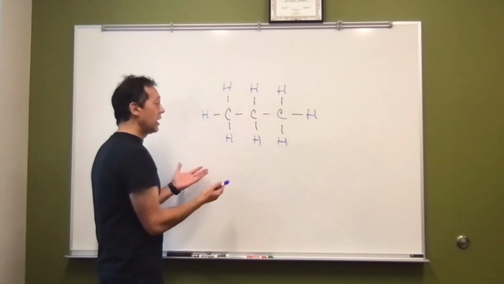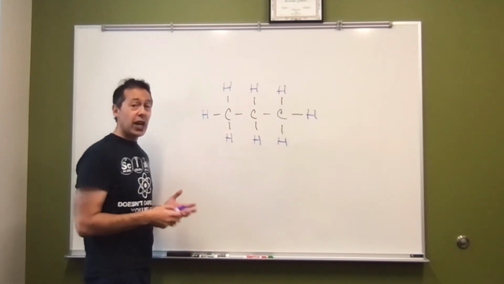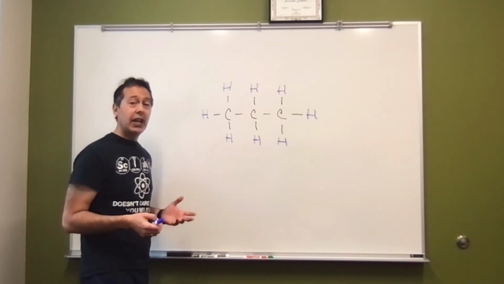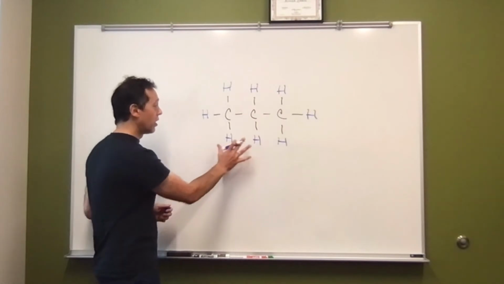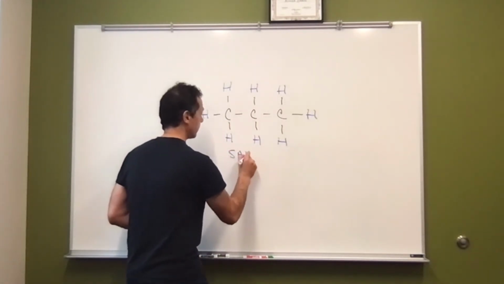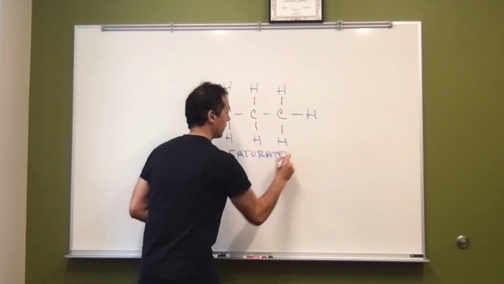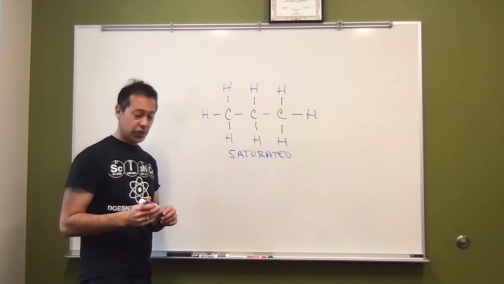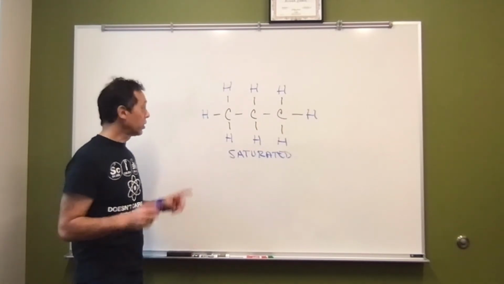Now, we would say that this organic molecule is saturated. That is to say, it cannot have any more hydrogens attached to it. So I'm going to call this one saturated. It cannot have any more hydrogens added to it. So what does an unsaturated molecule look like?